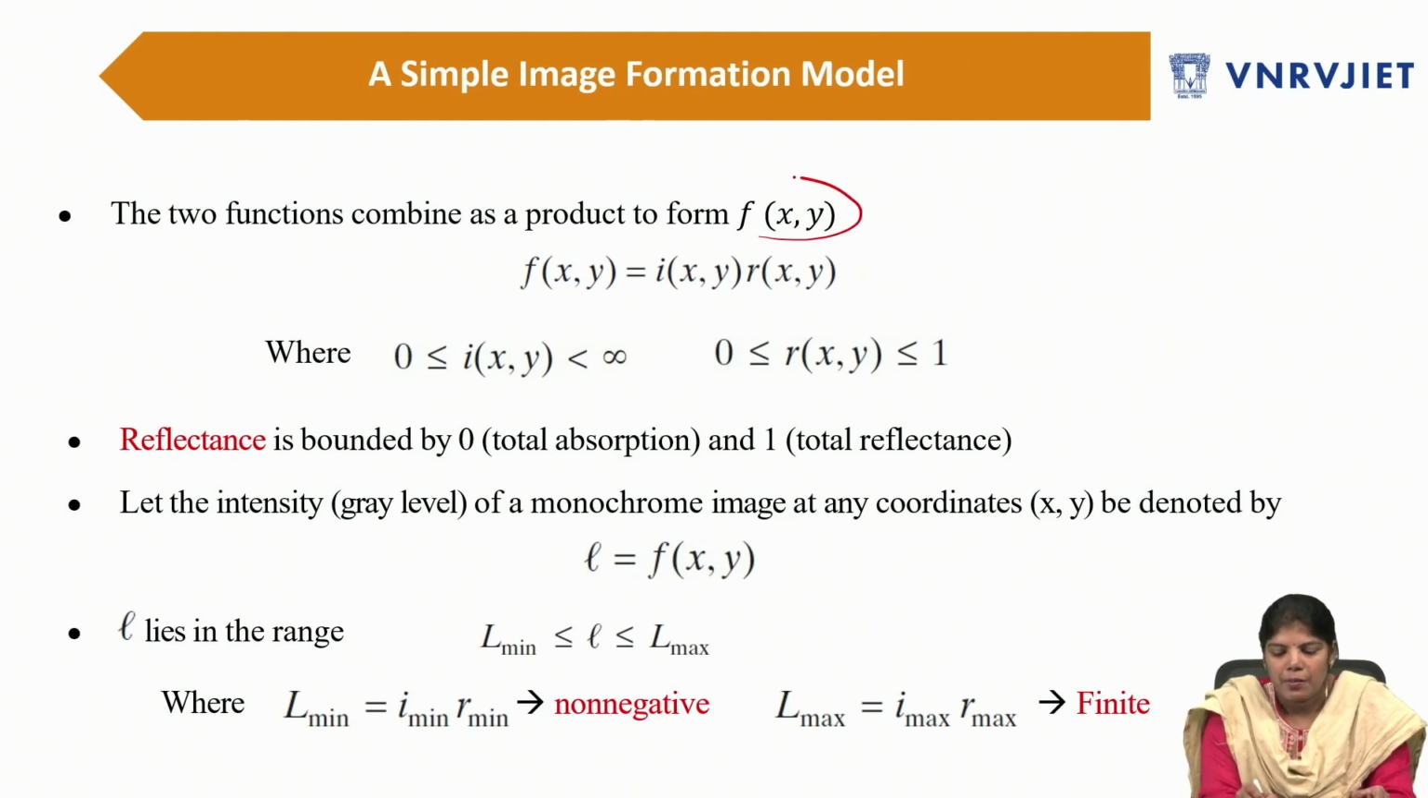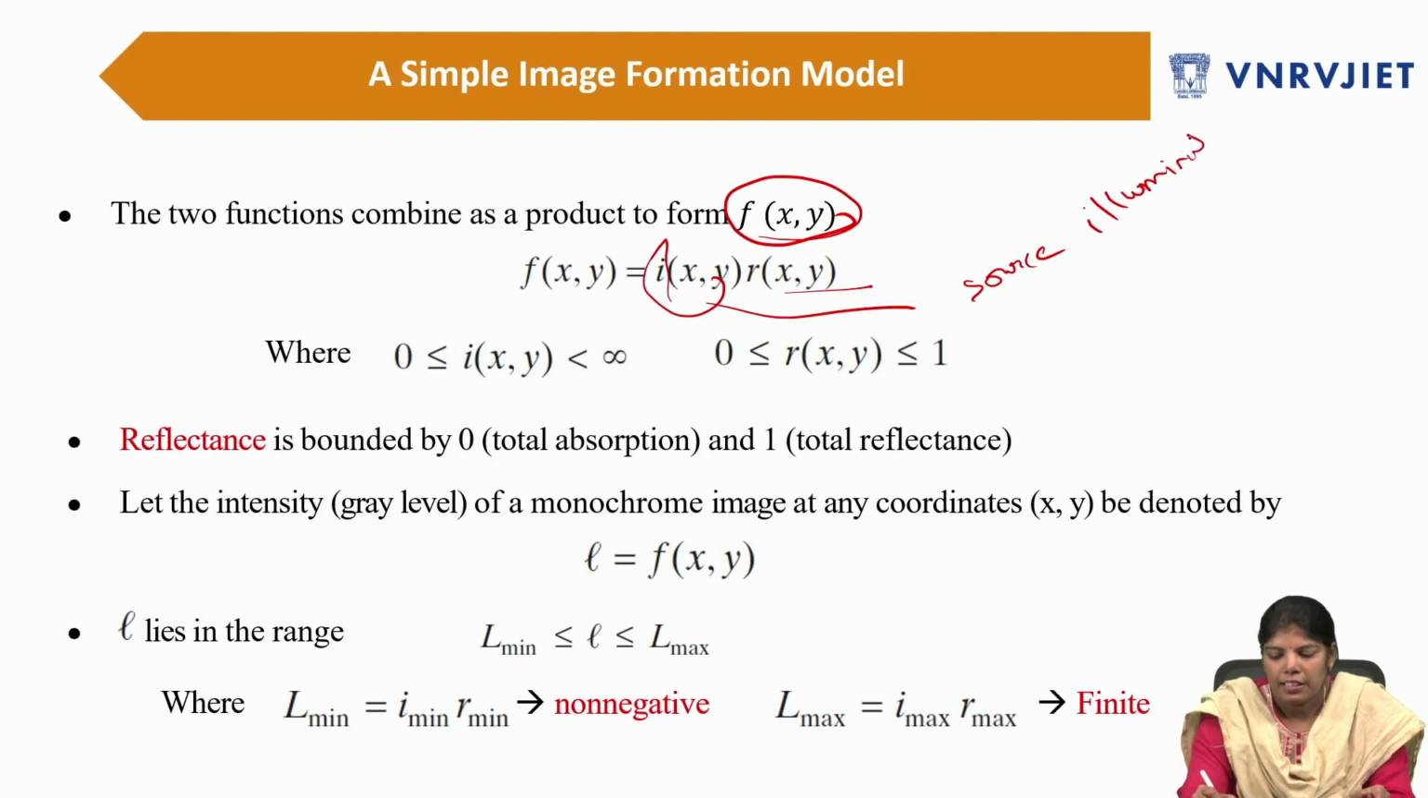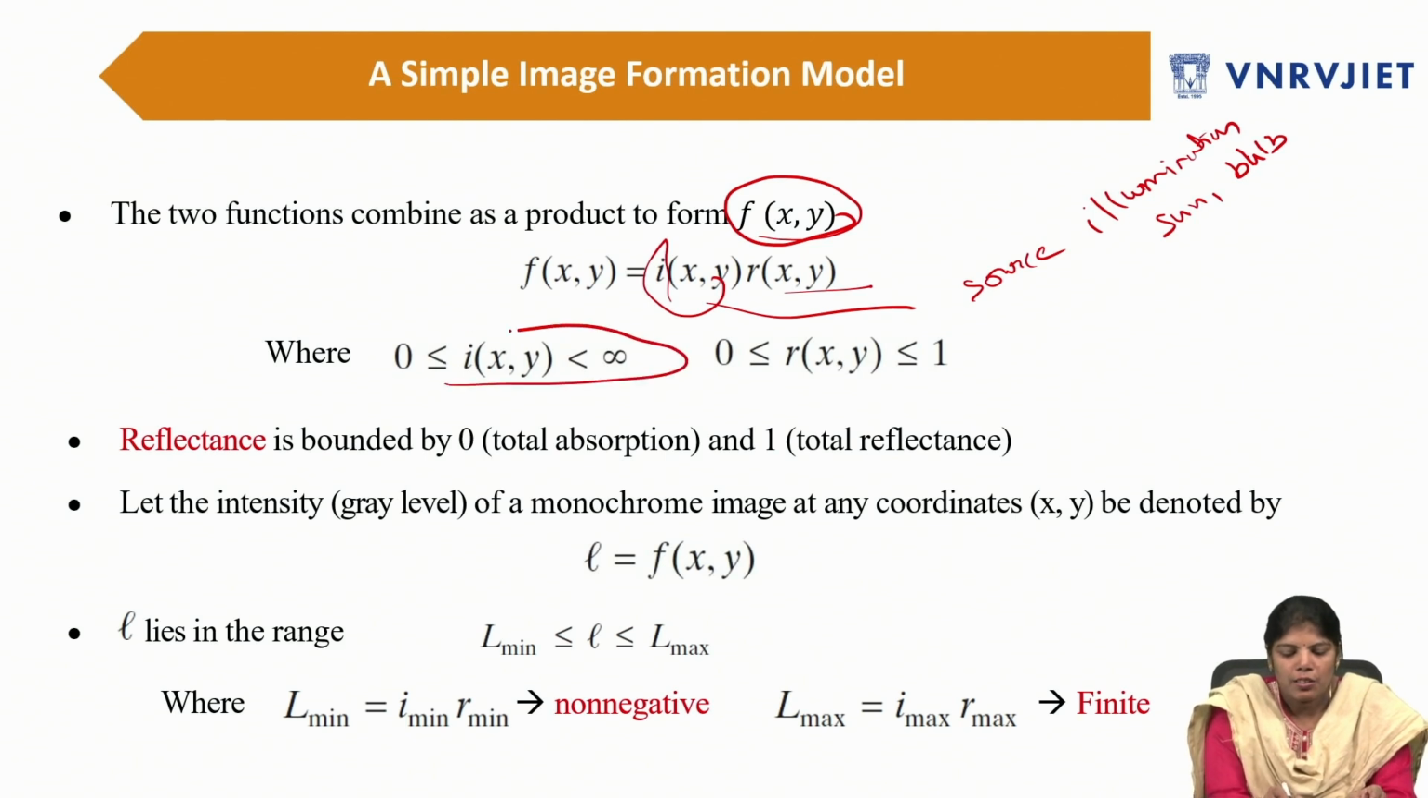Here f(x, y) is the representation of the intensity levels of the image, where i is the illumination and r is the reflectance. The illumination is the signal from the source of illumination, which may be the sun or a bulb. That source of light falls on the object; some rays will be absorbed and some rays will be reflected. Because it is a continuous light, it has rays from 0 to infinity, but some are absorbed by the object.